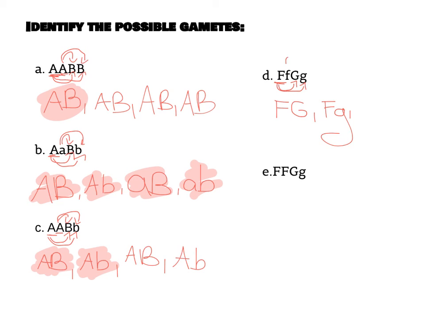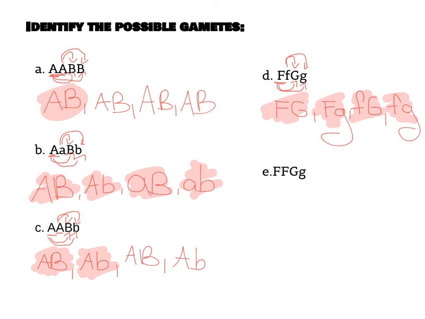Now I'm going to start with my second F to my first G, and then my second F to my second G. All right, do I have any repeats? I don't. I have 4 very different gametes here.